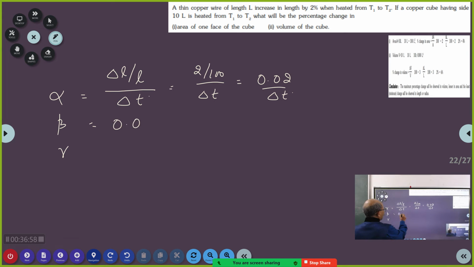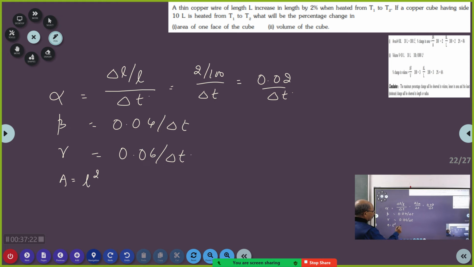And beta will be what? 0.04 by delta T. And gamma will be what? 0.06 by delta T. That's it. Now they have told that the copper cube side is 10L, not L. Area of one face of the cube will be L square. You can take beta. If you know how to do it, do it fast. So what is the percentage change in area? 4%. What is the percentage change in volume? 6%. That's all. Simple.